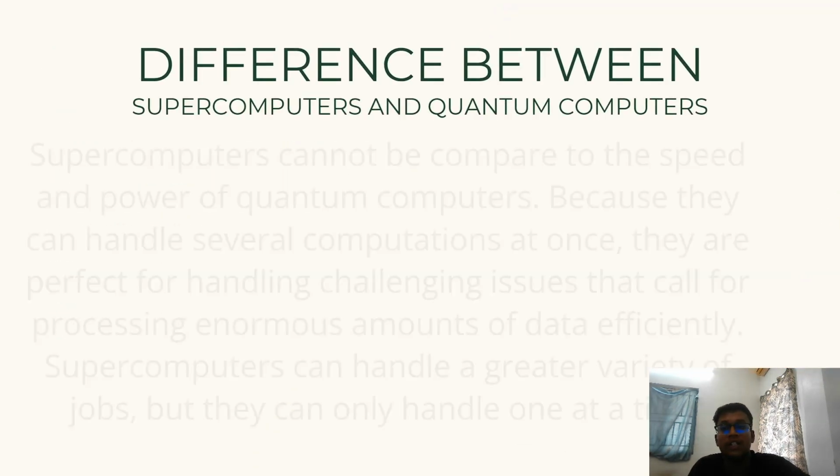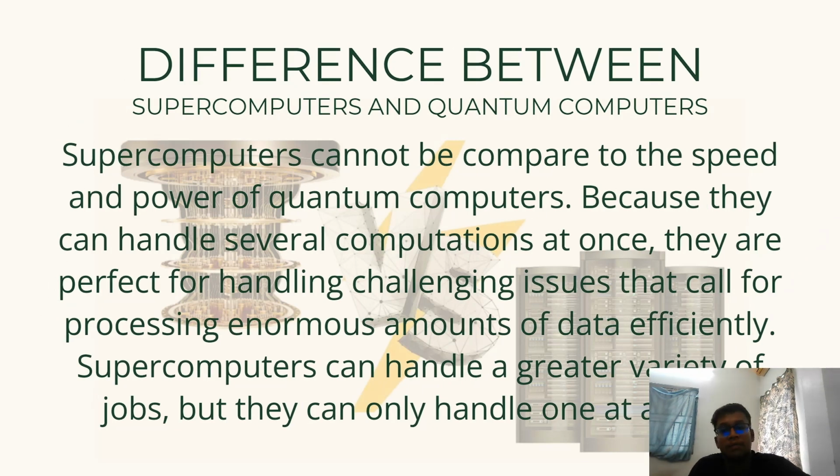Now, the difference between supercomputers and then quantum computers. Supercomputers cannot be compared to the speed and the power of the quantum computers because they can handle several computations at once. They are perfect for handling challenging issues that call for processing enormous data efficiently. Supercomputers can handle greater variety of jobs, but they can handle only one job at a time, which is a disadvantage. In this case, a quantum computer can handle several jobs at once, making it more efficient than a supercomputer.